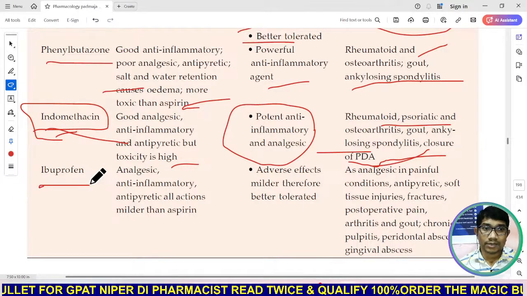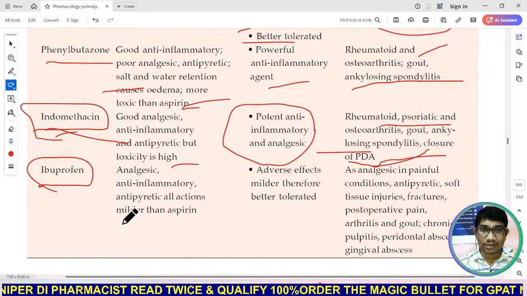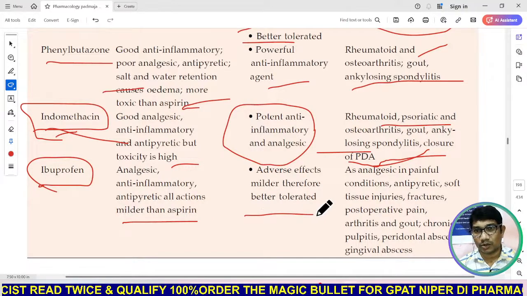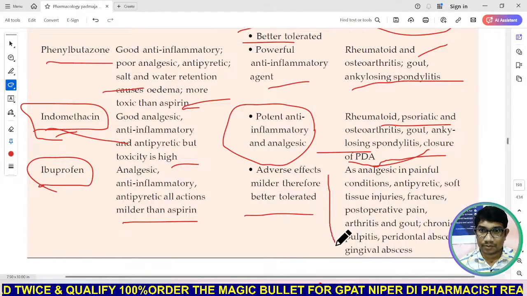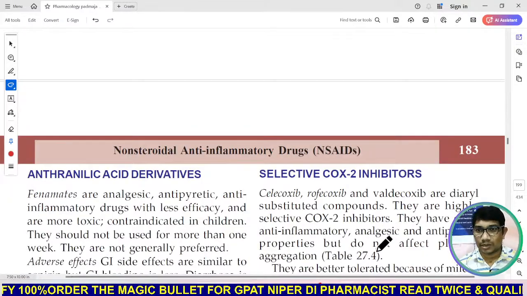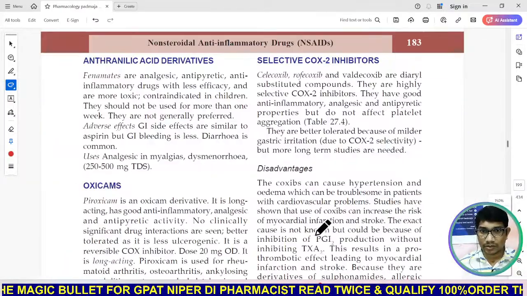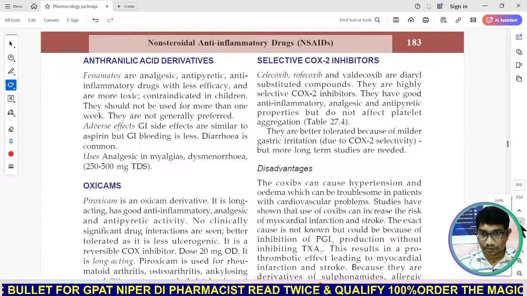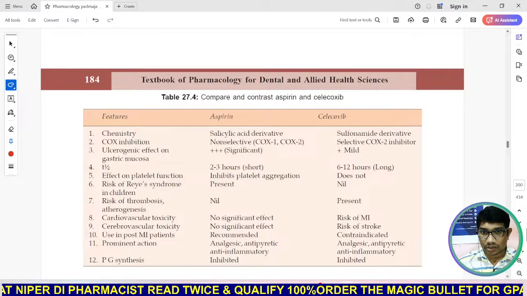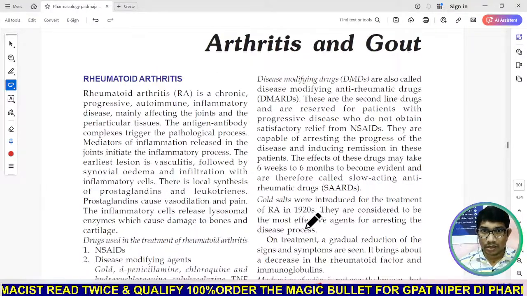Ibuprofen is again a propionic acid derivative, analgesic and antipyretic. All its actions are milder than aspirin. Adverse reactions are fewer and it is therefore better tolerated. Again used for the same indications. Remember, you can revise the table and all the drugs. Comparison tables like these are also sometimes asked in questions. Tomorrow we'll see the drugs used in rheumatoid arthritis.